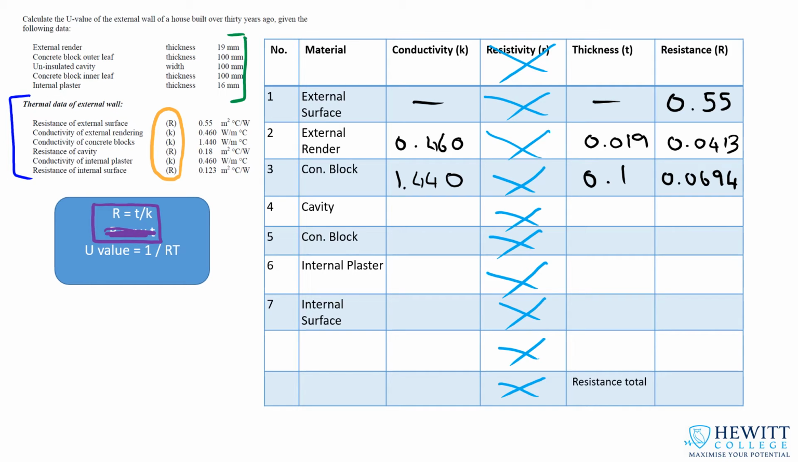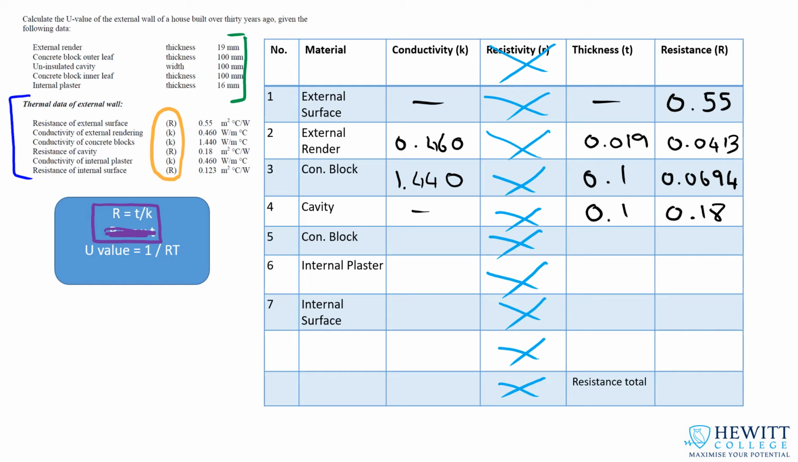Okay, so the next thing then is our cavity. Number 4 is the cavity. We have the thickness here of an uninsulated cavity, so we might as well put that in, 0.1. In the thermal data we're actually given the resistance of the cavity, so all we have to do is go to the resistance column, and it's 0.18. We don't have the conductivity, so we can leave that blank, but we have the resistance, so it doesn't matter.